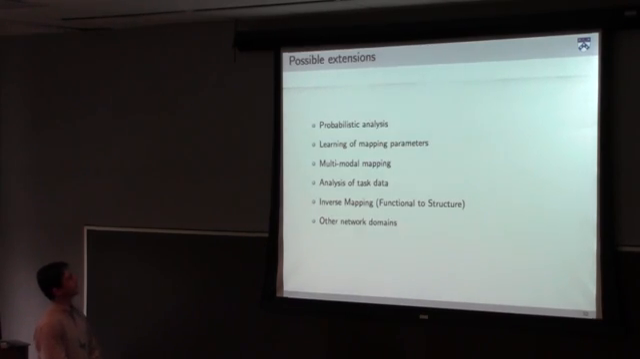And then as next steps, we now want to take that further, do a more probabilistic analysis, looking at the rank of the matrix and estimation characteristics of this mapping. We can think about learning the mapping parameters, meaning now if I have a mapping of S and the parameters, can I just, looking at S, learn the parameters so that I can just use the S matrix and then predict F. We can think about multimodal mapping, including other sources of information, analyze task data, think on the inverse direction of the mapping, and even apply this to other network domains.